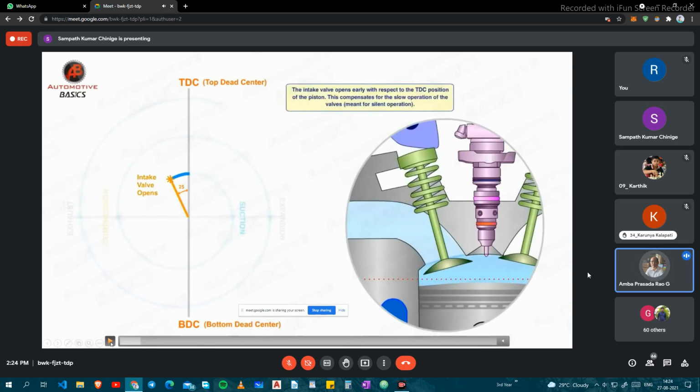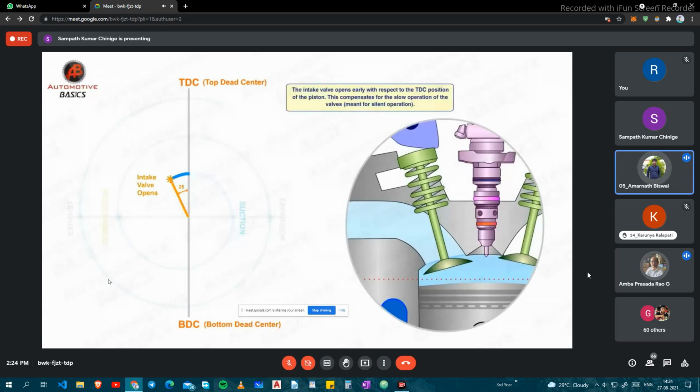Here what we are showing is the inlet valve. Sir, actually, at certain crank angles, both the intake and exhaust valves may overlap. They will be simultaneously opened. Like I am seeing in this video, at a certain crank angle both the valves are simultaneously open.